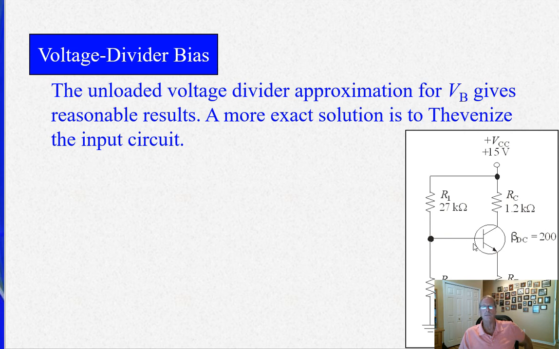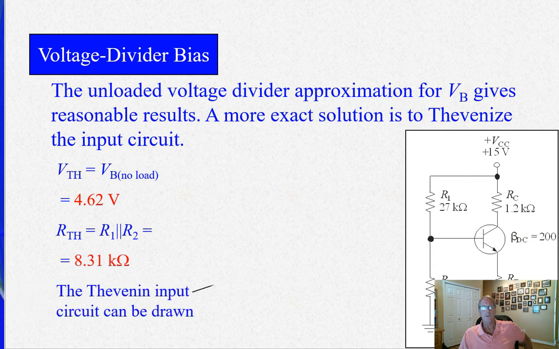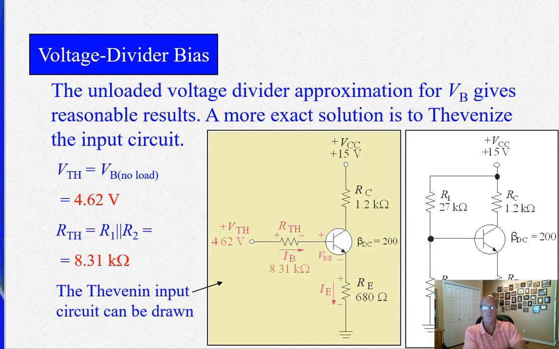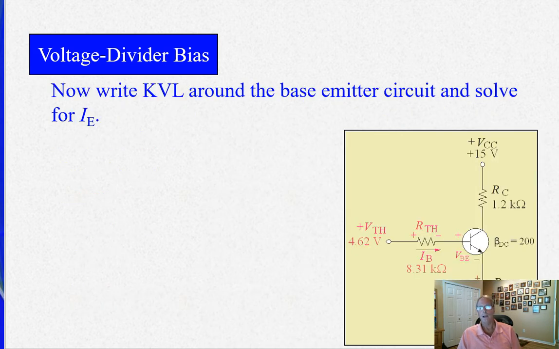But you can Theveninize these resistors and come up with something a little bit more accurate, and that's what this treatment does. The Thevenin equivalent is 8.31K, and you can just put that in series with the 4.62, and you end up with an 8.31K resistor as the Thevenin equivalent. And then you can do a little more accurate calculation of where we're sitting here with this bias voltage.